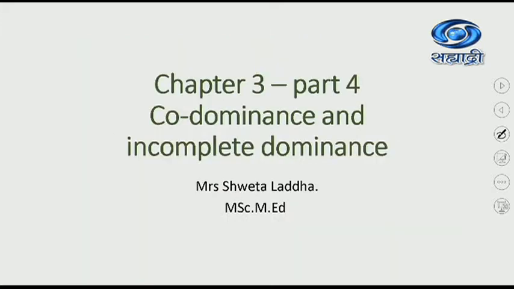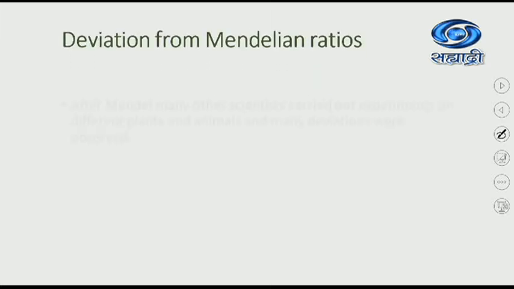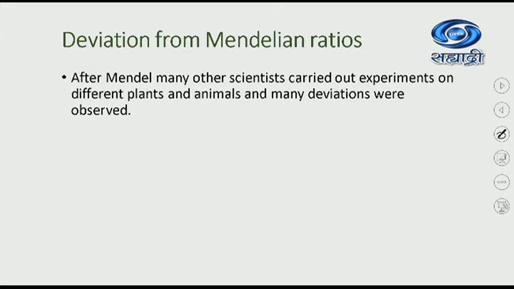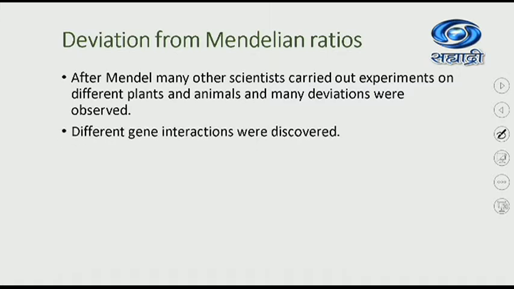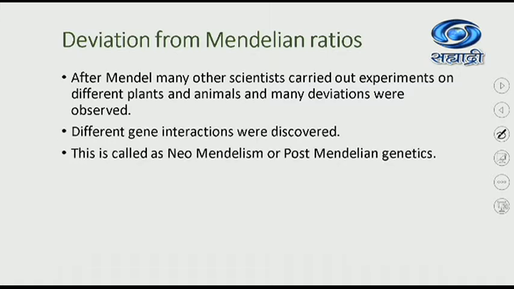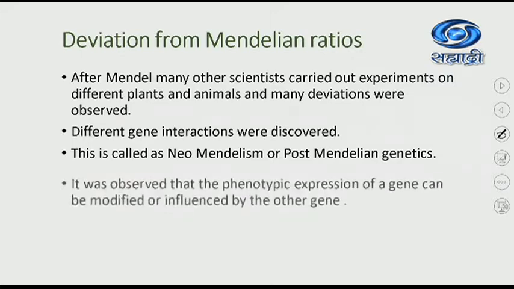Now let us begin with post-Mendelism. In post-Mendelism, we are going to study many important concepts. Deviation from Mendelian ratio. After Mendel, many other scientists carried out experiments on different plants and animals, and many deviations were observed. Different gene interactions were discovered. This study is called neo-Mendelism, or post-Mendelian genetics. It is very interesting. I am sure you are going to enjoy this.